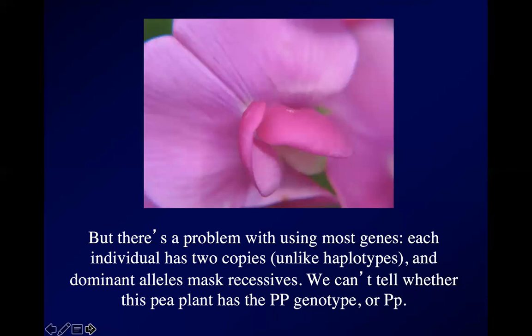So this happens to be a purple pea flower, and it's purple. It's diploid. It's got 2 copies of each gene. Purple is dominant to white, but I can't tell if it's homozygous dominant or if it's heterozygous, not just by looking.